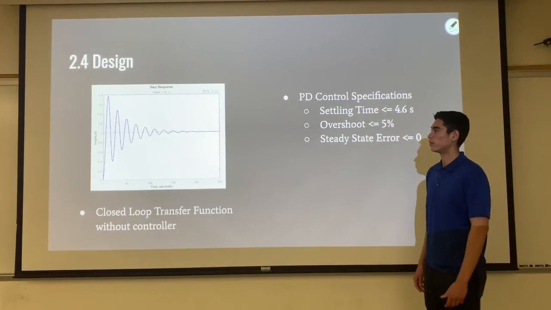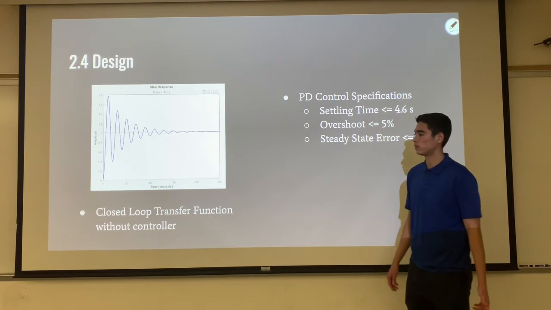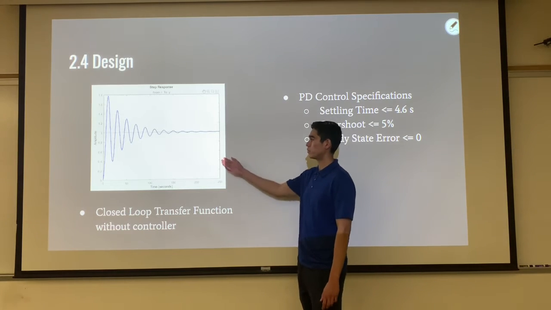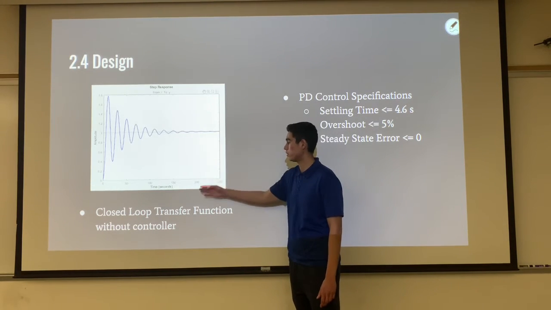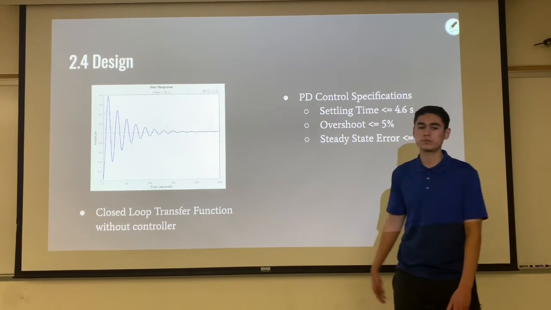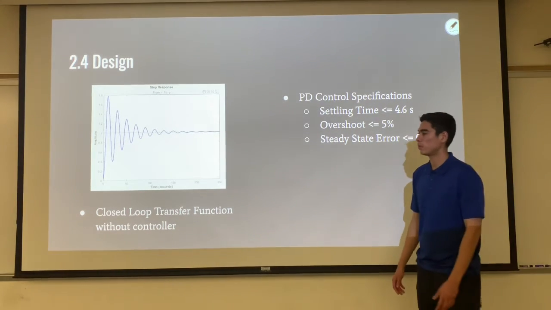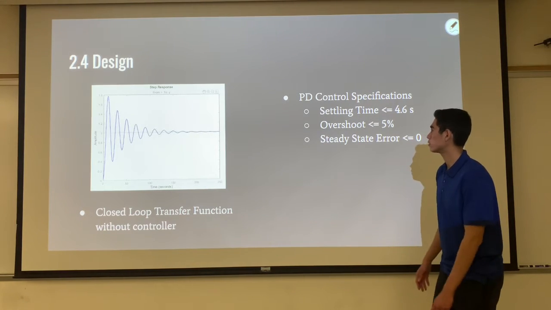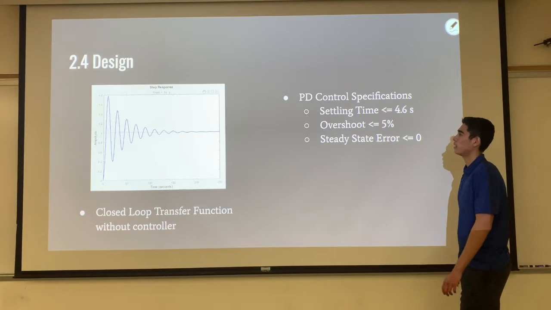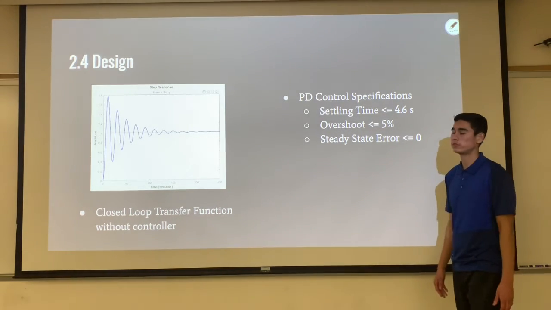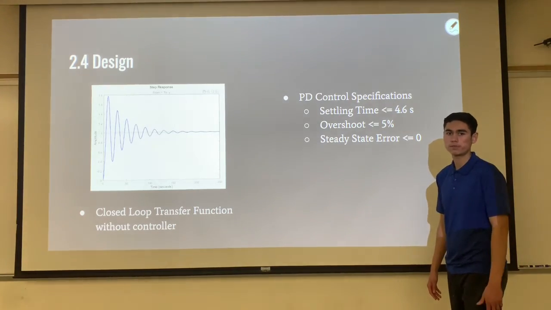In order to implement a proper design, we first looked at the step response of the closed loop system without a controller. So as you can see from the step response, the settling time is extremely large, it's just over 200 seconds. The system also has very high oscillations, which would not be viable for a UAV. We would want to reduce the settling time and we would want to reduce overshoot for this situation. So we ended up deciding to use a PD control. Our specifications would be settling time to be less than 4.6 seconds, overshoot to be less than 5%, and make sure to have a steady state error of less than or equal to 0.